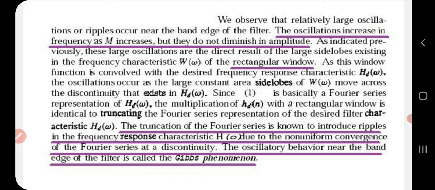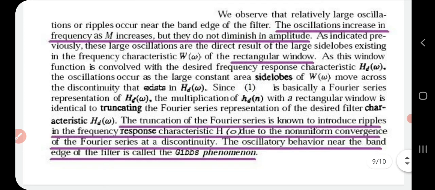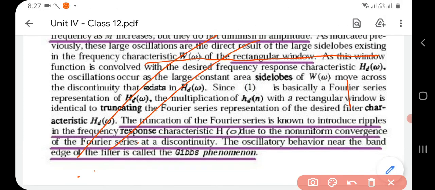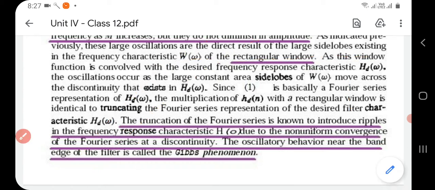Now this paragraph deals with a phenomenon that we come across while dealing with the design of FIR filters using a rectangular window. It is called the Gibbs phenomenon. Okay, now what is the Gibbs phenomenon? Let us see.